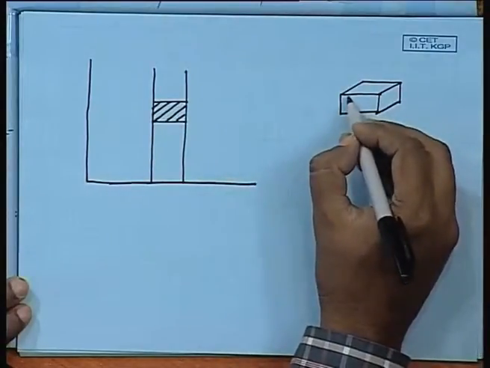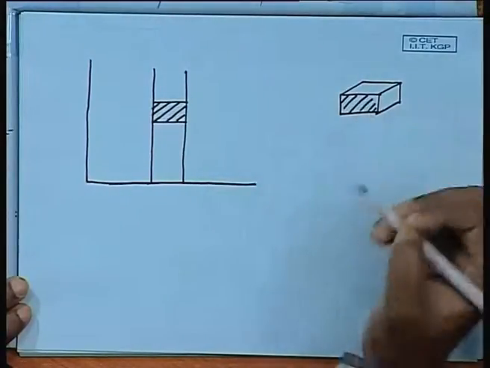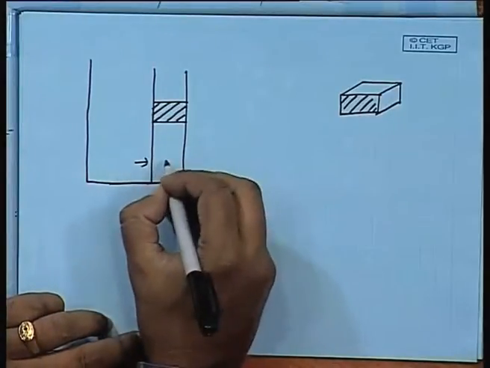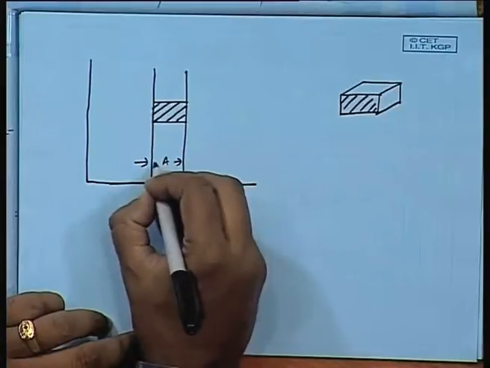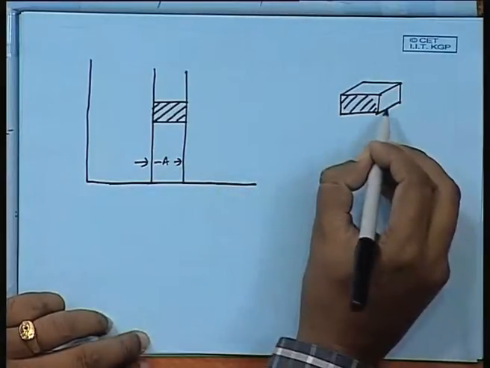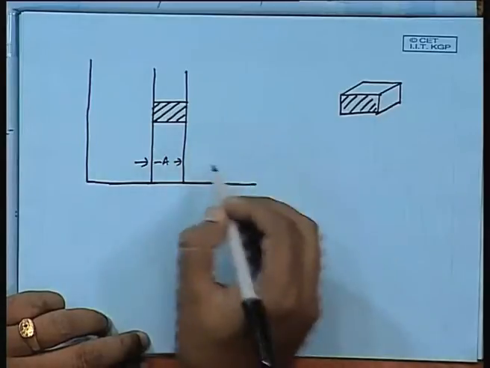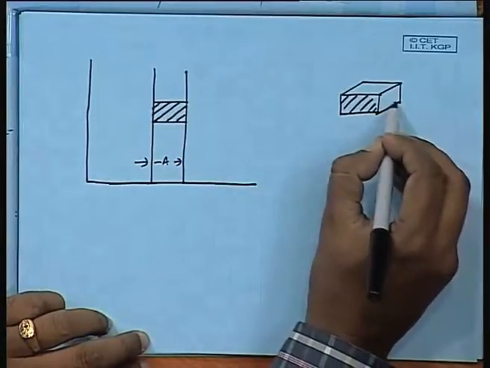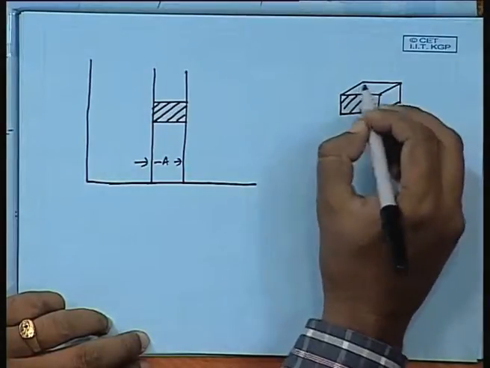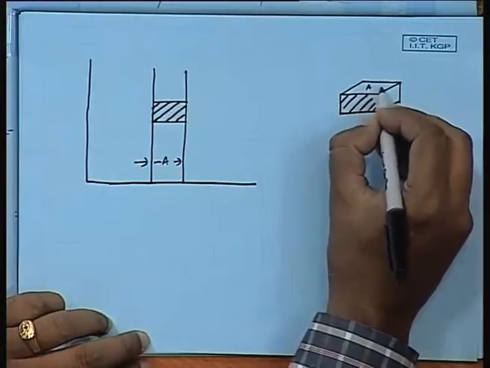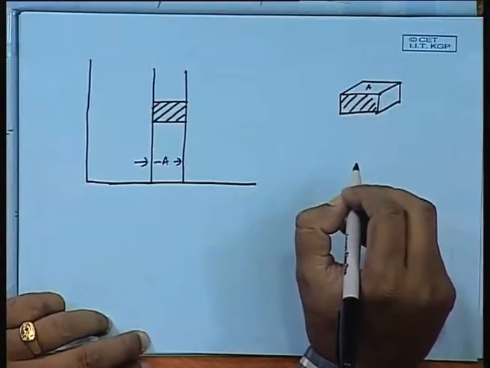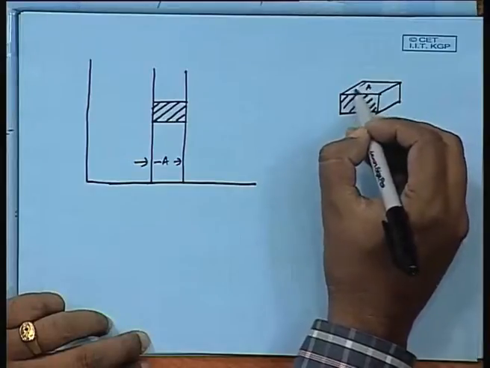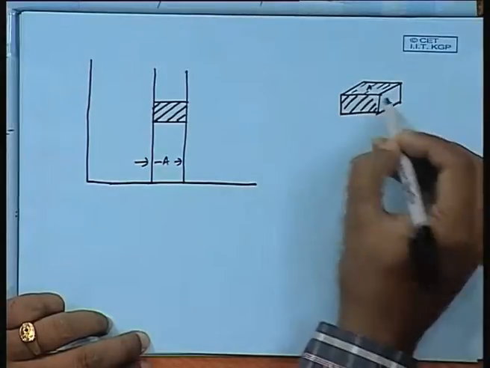Here, if you are just seeing this face of it, what we observe is, say, this one is the area A. This is the total area at the bottom, as you can see here. This is the area we are talking about. This is A.